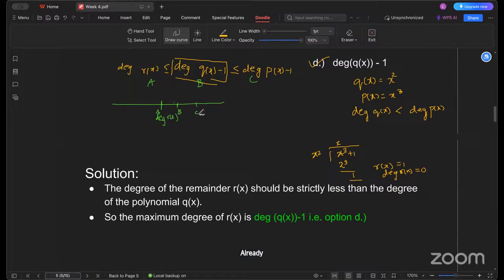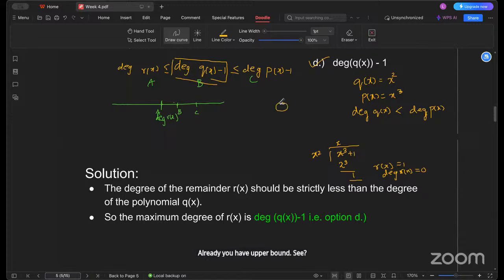Already I know that degree of r of x is less than or equal to degree of q of x minus 1. So degree of q of x is the maximum it can take. And p of x can be bigger than this. So we cannot think of something bigger than q of x, right? Already you have an upper bound.